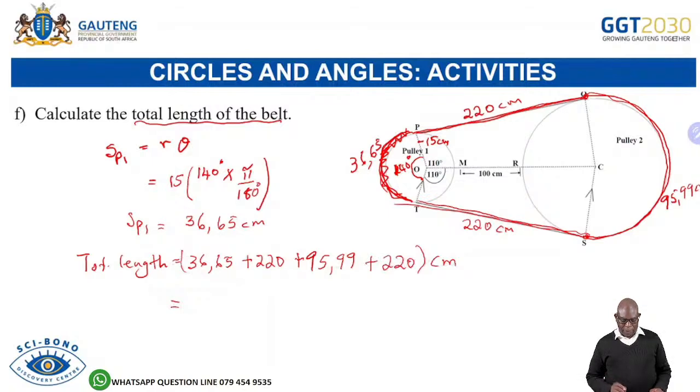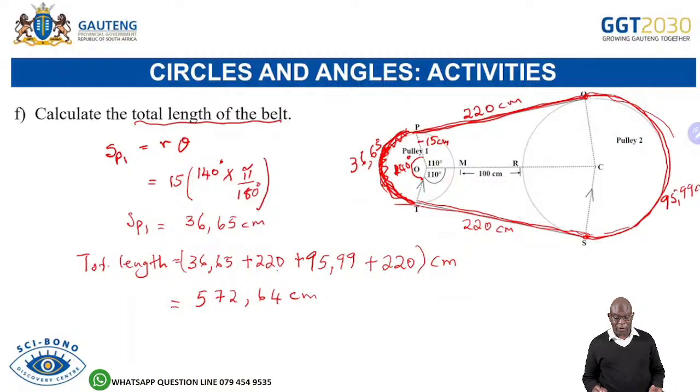So the total belt, if I add this and that, 99.99 plus 220, so I've added 4 parts here. The arc length, the part of the belt there, the part of the belt here, the part of the belt there. So I've got 4 parts here. And if I add all this, I get 572.64 centimeters. So I add all this up.